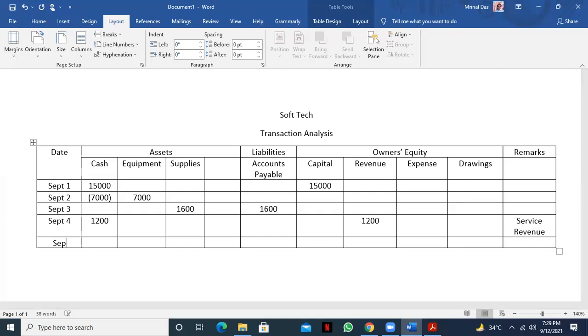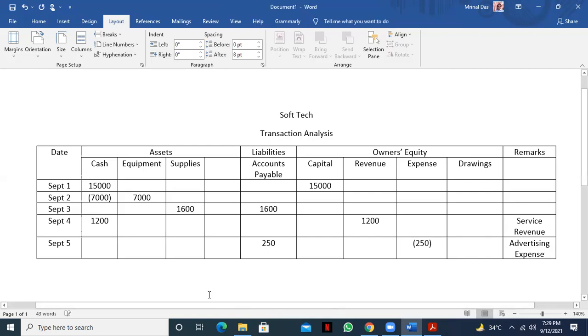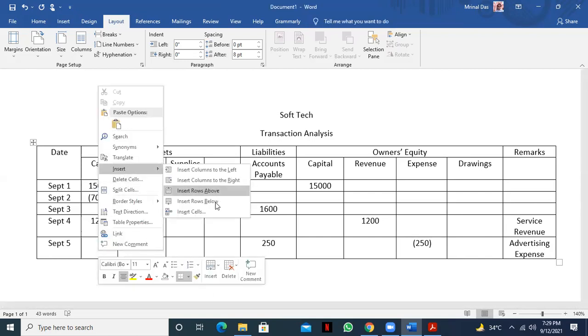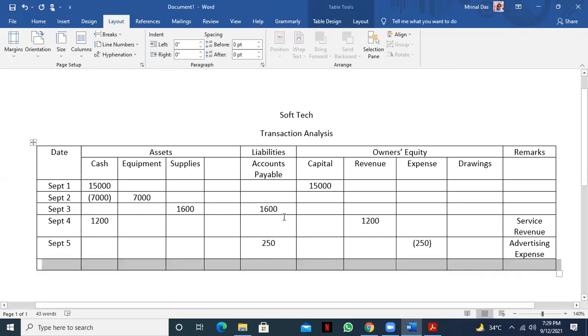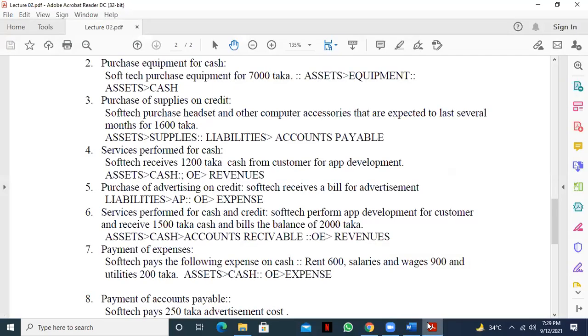September 5. This is 250 taka on the accounts payable column, and minus 250 on the advertising column, on the expense column, and remarks will be advertising expense. Okay, so September 5 is done.